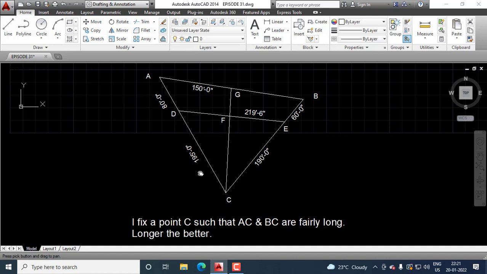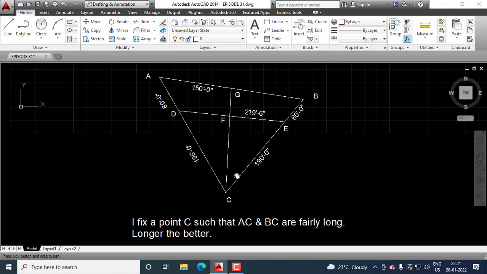So we know this angle and we know this side. We know this angle and we don't know this side. So by applying sine rule, we can calculate FC. Sine DFC by CD is equal to sine FDC by FC. By solving, we get FC.